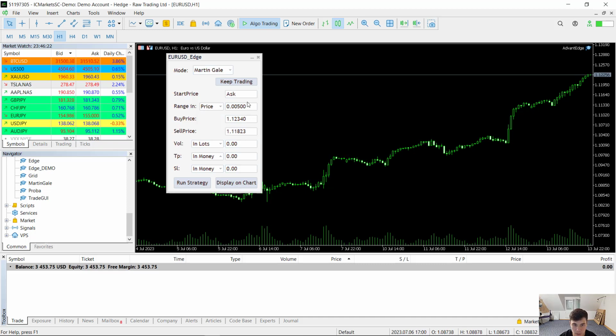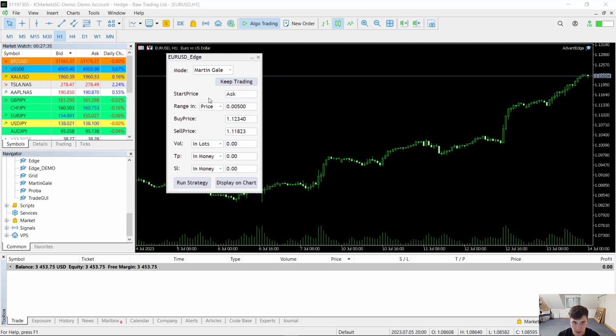Martingale mode allows you to create your own Martingale strategies. There are many parameters, as you can see: a start price, a range, a buy price, a sell price, a volume, a take profit, and a stop loss. If the start price is reached, then the strategy can start and it will be allowed to open trades later on. Now the range is for take profit. So the start price plus range is the take profit of the buy price, the start price minus the range is the take profit of the sell price, and the range can be given in price, in points, or in the percentage of the start price.